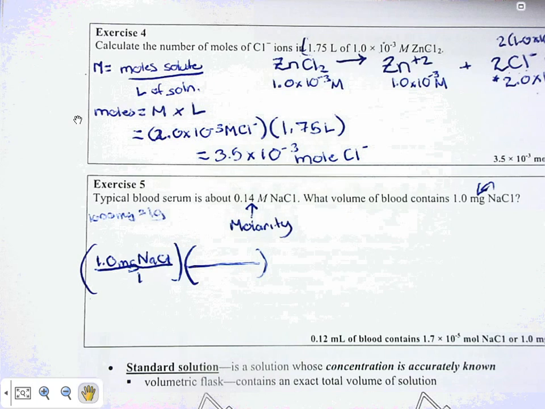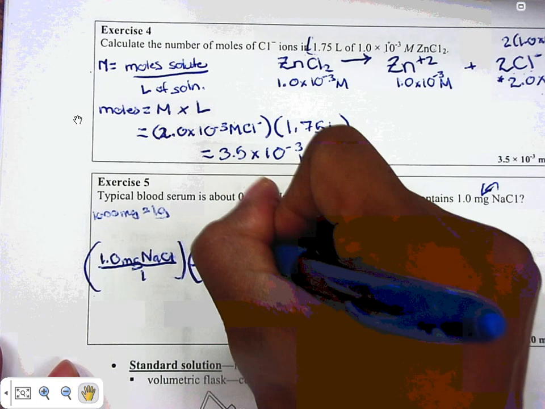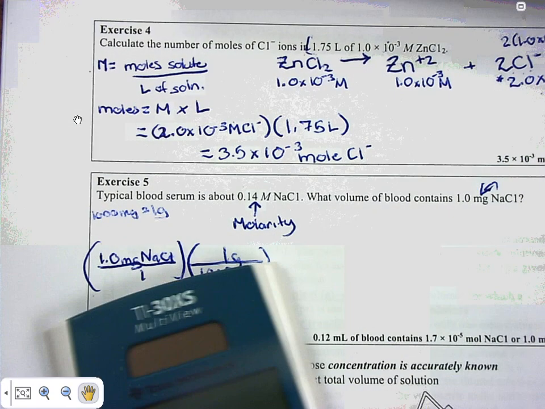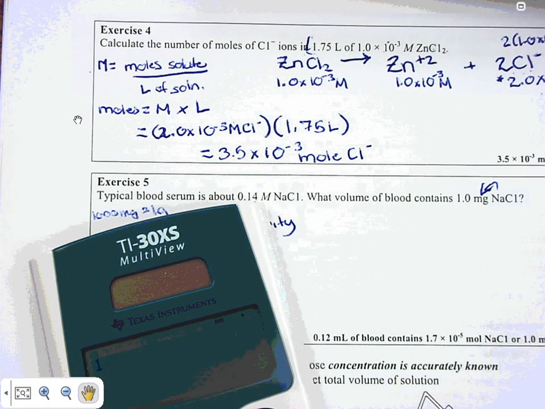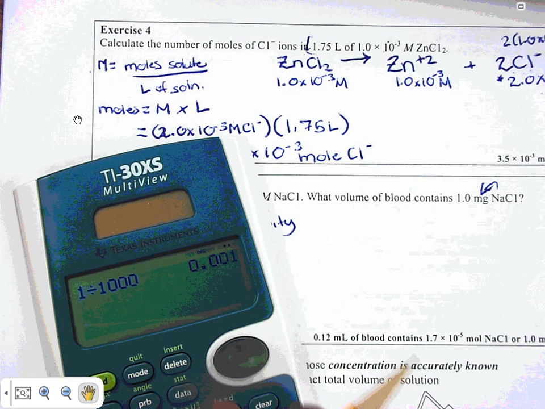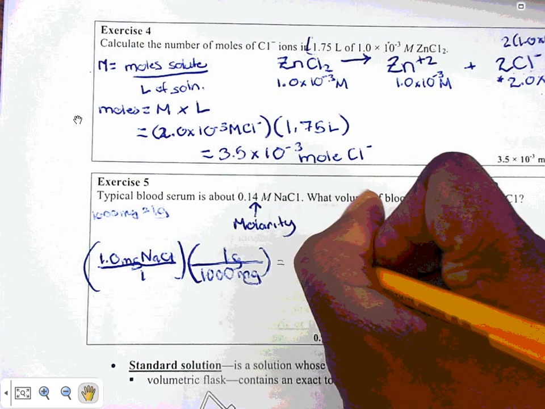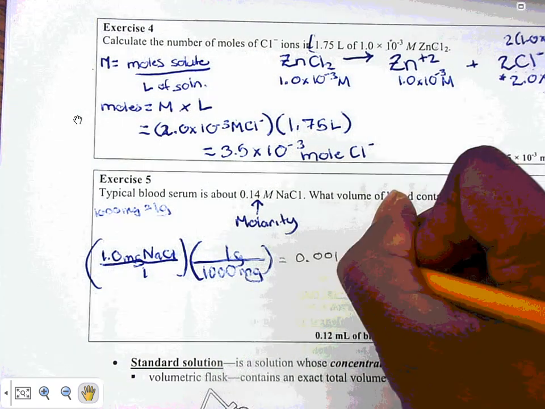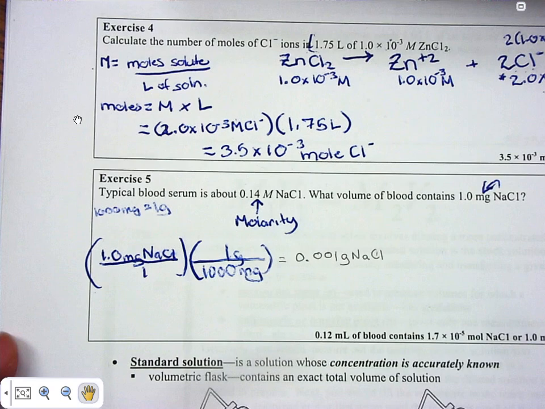So knowing that, I'm going to say that 1,000 of these guys is going to be equal to 1 gram, which inadvertently means that you're just dividing 1 by 1,000. So 1 divided by 1,000 yields 0.001 grams of NaCl. I need to convert that to moles.